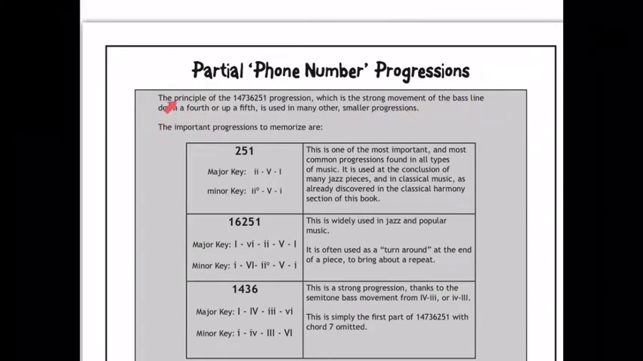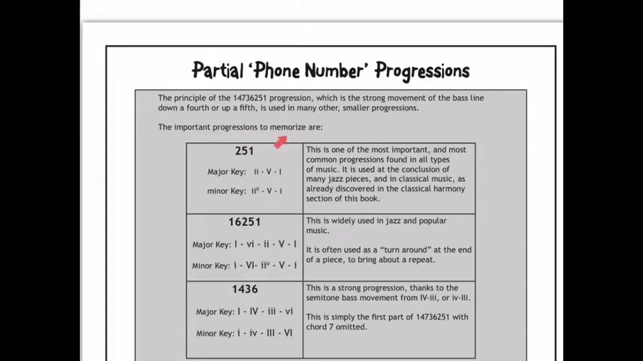Okay, this is a typo. Down a fifth or up a fourth. Okay, that's what it should say. Down a fifth or up a fourth. It's used in many other smaller progressions. They take little sections of it, like just the 2-5-1, or other little bits, that repeat over and over to make it work.